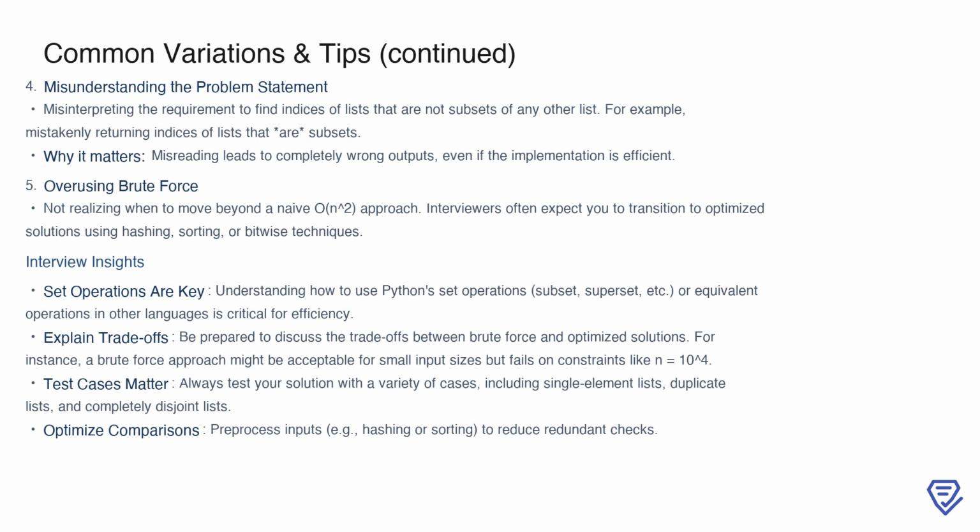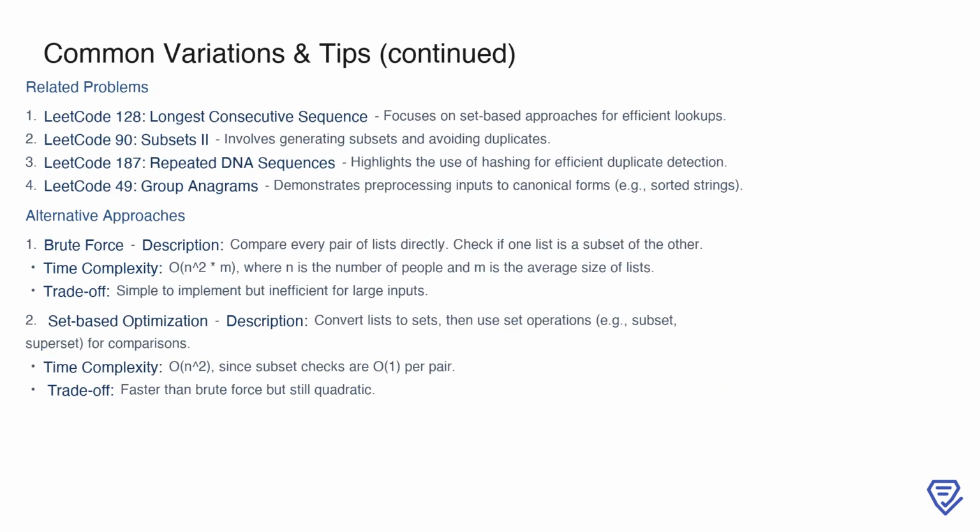Use diverse test cases, such as single-element lists, duplicate lists, or completely disjoint lists, to ensure your code handles all scenarios effectively. This problem also shares similarities with other LeetCode problems that can help you build relevant skills. For instance, LeetCode 128, longest consecutive sequence, involves leveraging set-based approaches for efficient lookups. Another related problem is LeetCode 90, subsets 2, which focuses on generating subsets while avoiding duplicates.